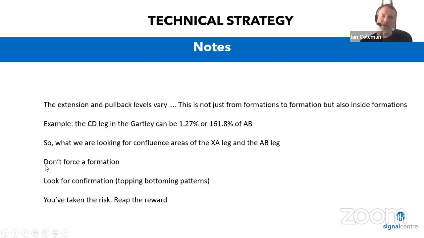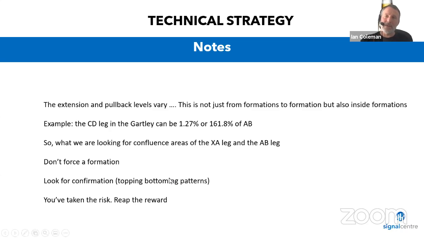Don't force a formation. If you have to force a formation, it's probably not a good one. Look for confirmation, look for a topping pattern or a bottoming pattern. So we're looking for any sort of chart formation, i.e. a bullish outside candle, an engulfing candle, maybe an evening doji star. If you look at DeMark, it might be a 13 count, might be a 9 count. Okay, you've taken the risk, reap the reward.